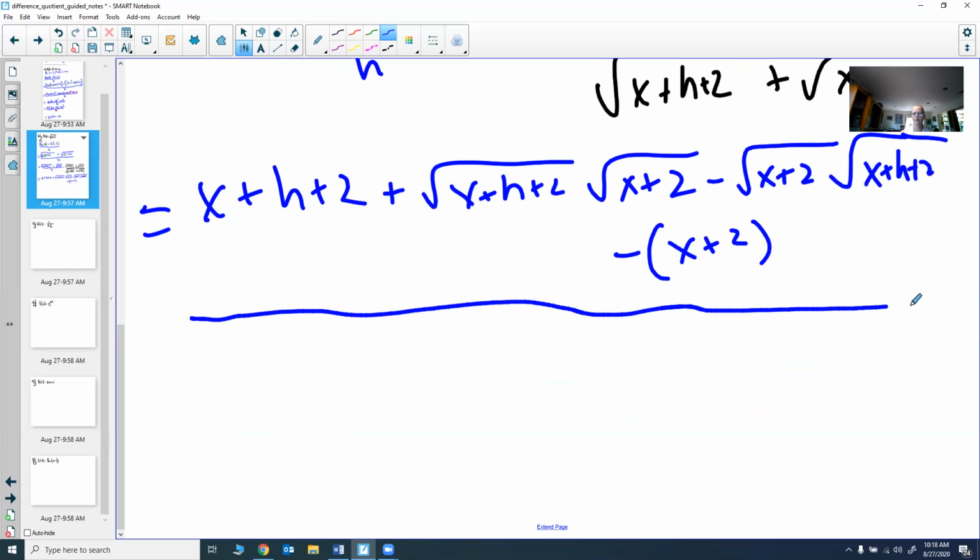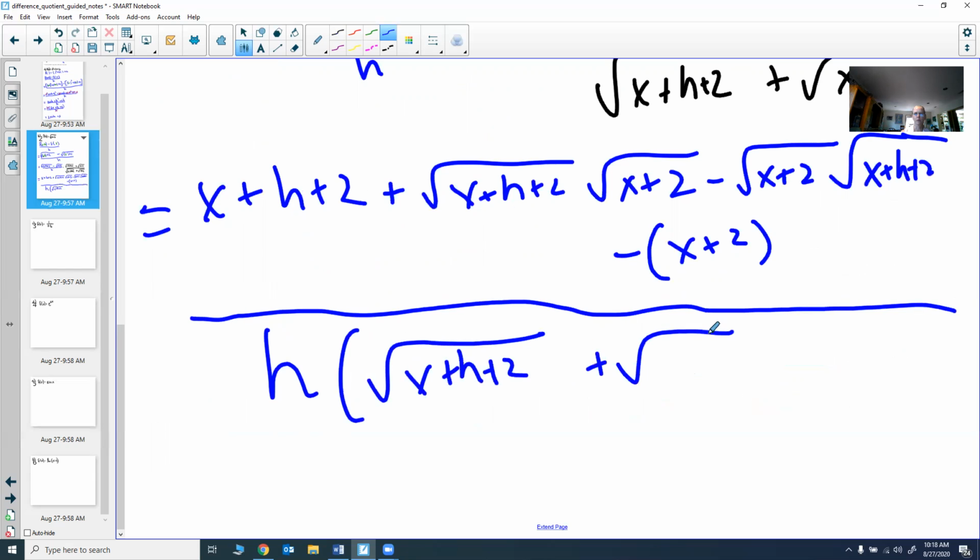And then the whole thing is over the h that was in the bottom, times the square root of x plus h plus 2 plus the square root of x plus 2. Again, I'm not going to multiply this out. You're going to see in a couple minutes why I don't bother multiplying it out. Now let's go ahead and collect like terms.